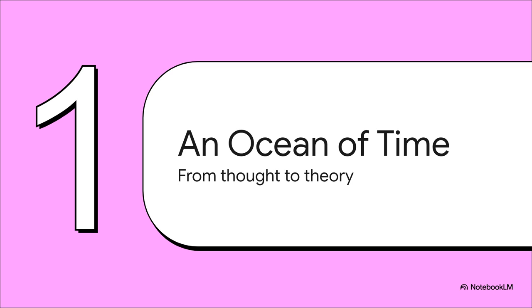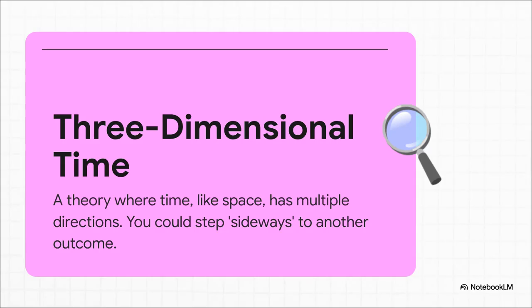Okay, so how do you get from a cool thought experiment on the internet to an actual scientific theory? Let's break down what this actually means. So here's the core of it. We're all used to the three dimensions of space, right? Length, width, depth, up, down, left, right, forward, back. Easy. This theory just asks, hey, what if time works the same way?